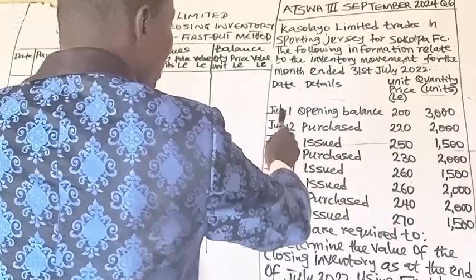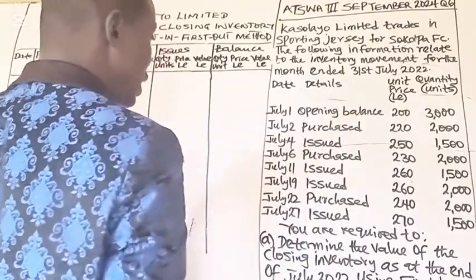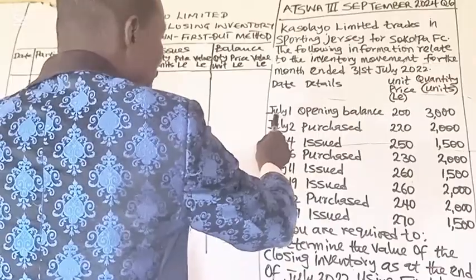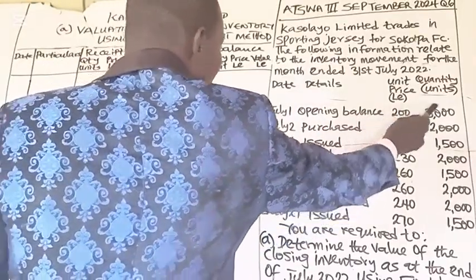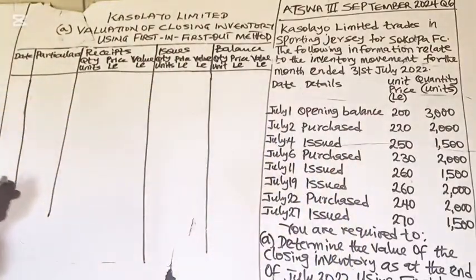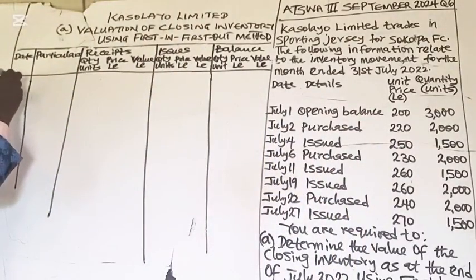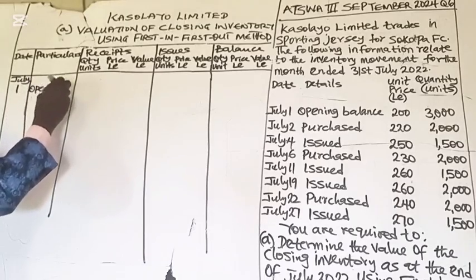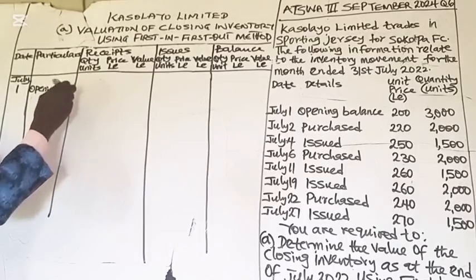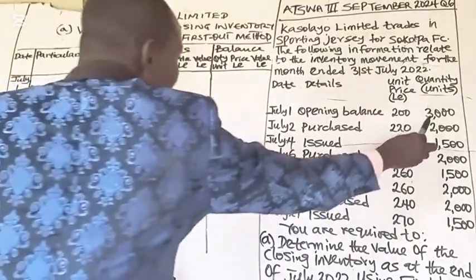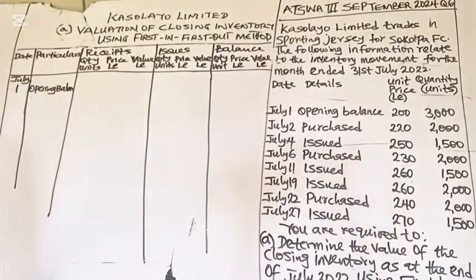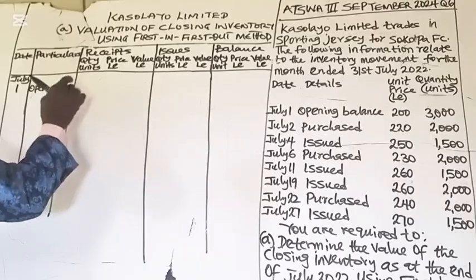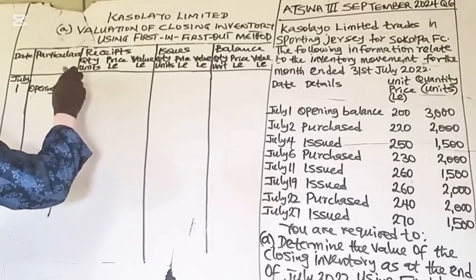Now, we want to start posting. The first item, this is the opening balance or your opening inventory. So it depends on the question. On July 1st, we have the opening balance of 3,000 units. The transactions took place in the month of July. July 1st, opening balance, and the units is 3,000. Opening balance, 3,000 units.